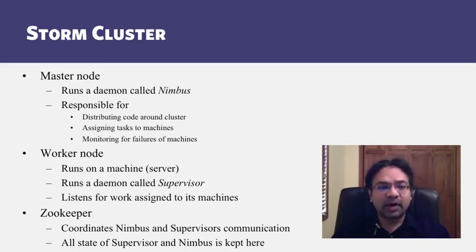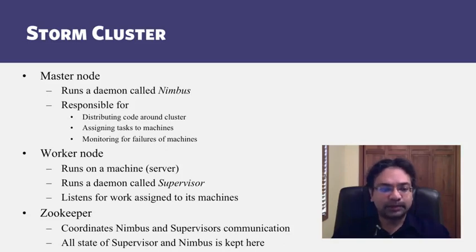The servers themselves are running the worker node. This is run via a daemon known as a supervisor. This listens for work assigned to its machines, so it talks to the Nimbus server, and it also keeps track of the tasks that are running at itself, so that if any of these tasks crashes, it can then be either restarted, or the Nimbus daemon can be asked by the supervisor for a new task that needs to be run in its place.